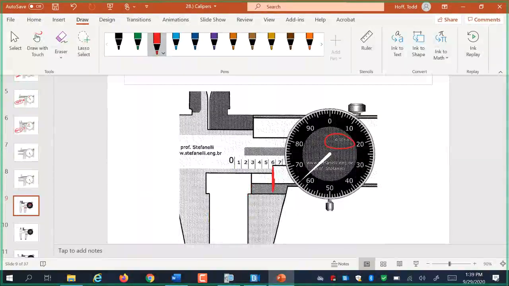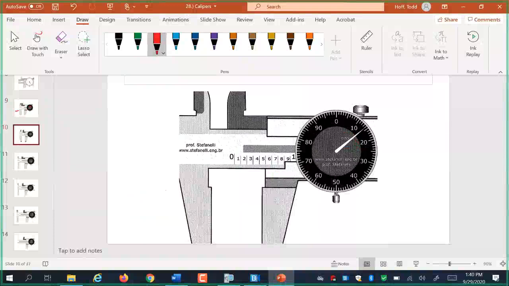So again, this would be 0 whole inches. We're past the 5 and not quite to the 6. I think this is a little bit easier to read the tenths with these because you can see the edge, a little bit past the edge. It's got that corner on it, which makes it easier for me at least. Then in the dial we have 63. So 0.663 inches is what that reads.